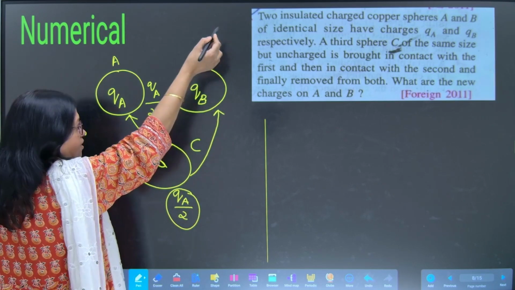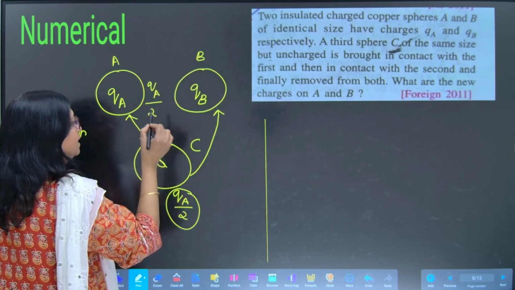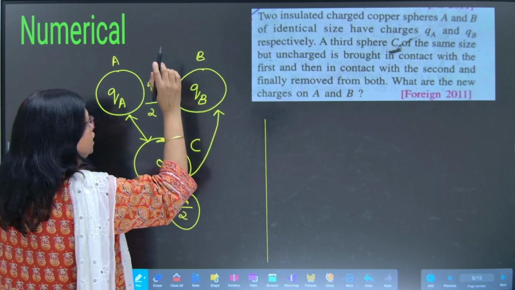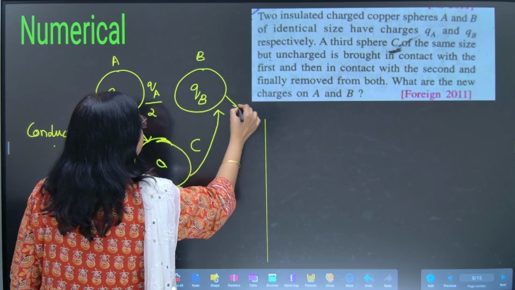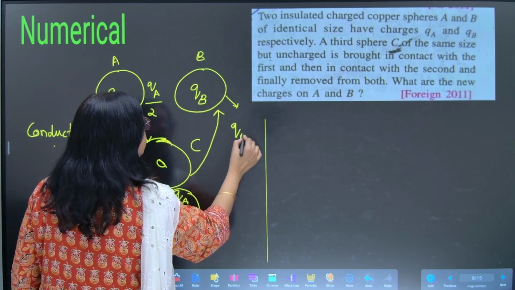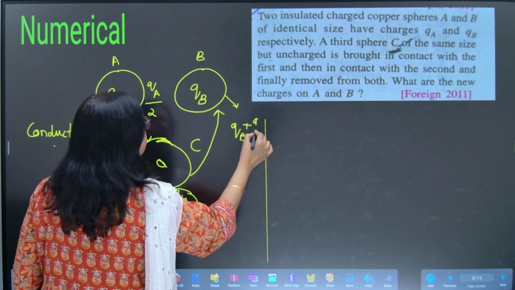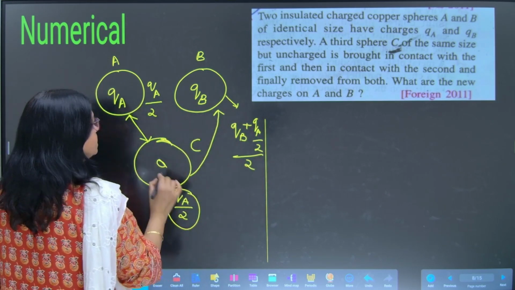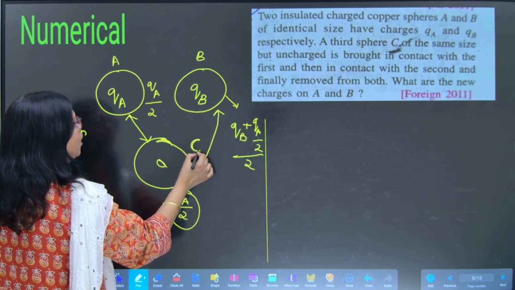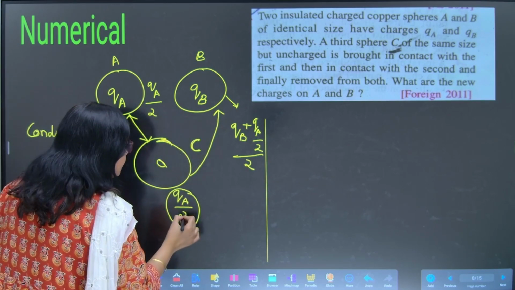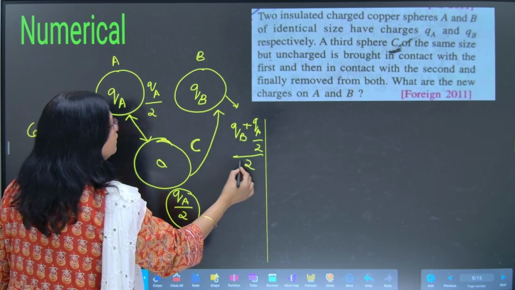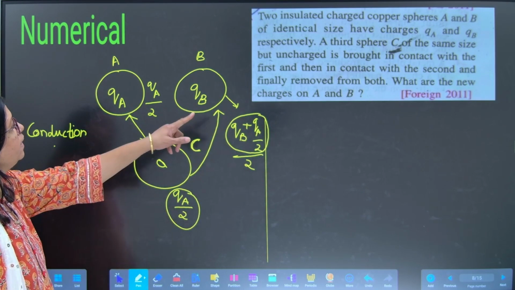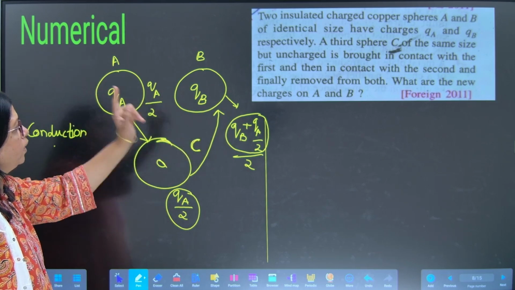It was originally uncharged, and now we are keeping it in contact with B. So the new charge on B and C will be the addition of both divided by 2. So the sphere B will have QB plus QA upon 2, divided by 2. Similarly, the sphere C will also have QA by 2 plus QB, divided by 2. So the question here is, what is the new charge on A and B?